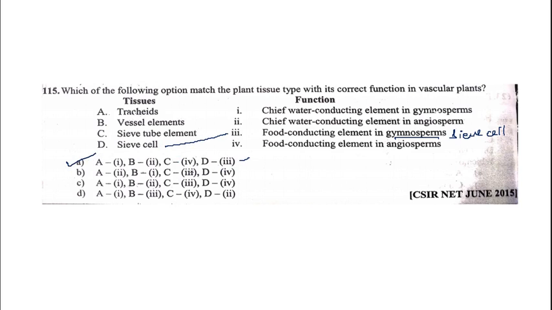Let's check the other also. C4: sieve tube element is typical of angiosperms, as we just studied. Now tracheids is the water conducting element of angiosperm. Sorry, I said it wrong. Remember, tracheids are the water conducting vascular elements of gymnosperms and vessel elements are the water conducting tissue of angiosperms. Clear?